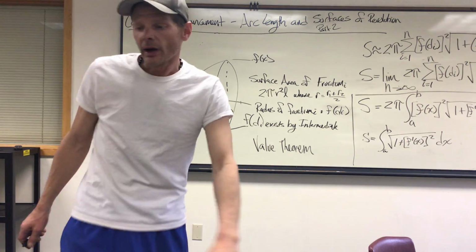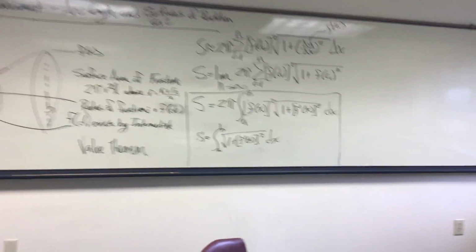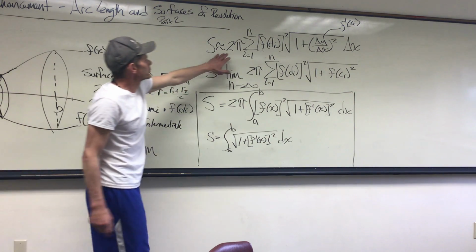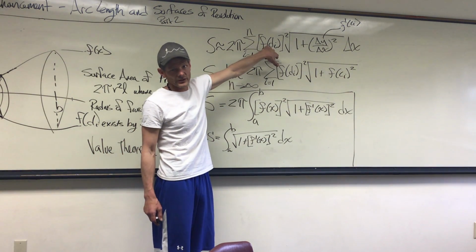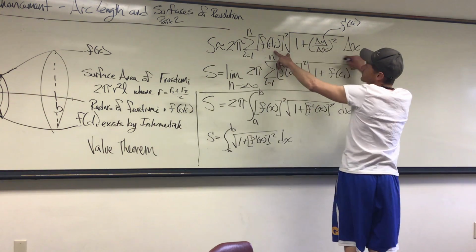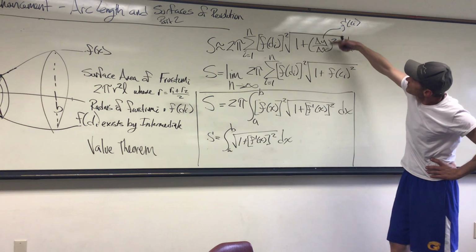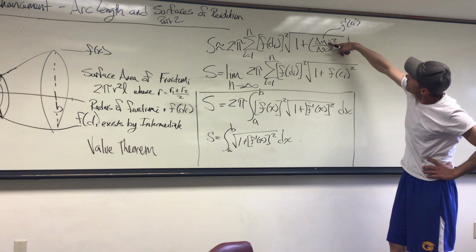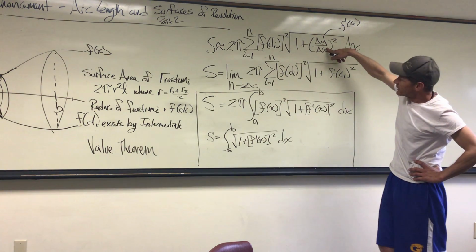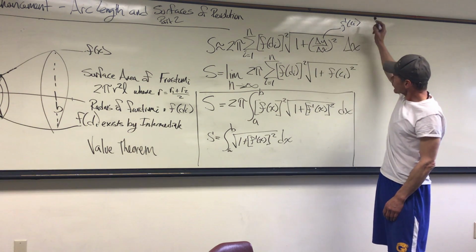And so I'm going to sum up all those little representative frustums, starting at the top here. So 2 pi r, which is 2 pi f of d sub i, and here's our L, which we derived last time: the square root of 1 plus delta y over delta x squared. Remember that we did some fancy algebra. This is just the distance formula with some algebra done to it.